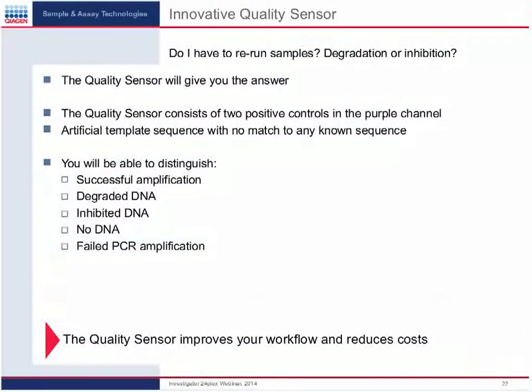The quality sensor consists of two positive controls in the purple channel, as I've shown you before. This means you have certain primers and the template that are already included in the primer mix, so you don't have to do any other handling steps. You just set up your PCR as usual, and as a benefit you will get the results of the quality sensor.